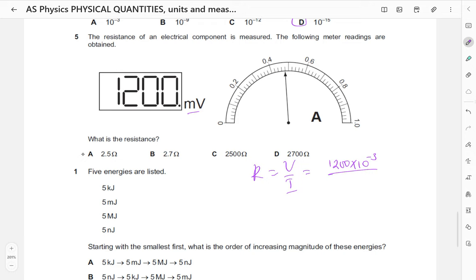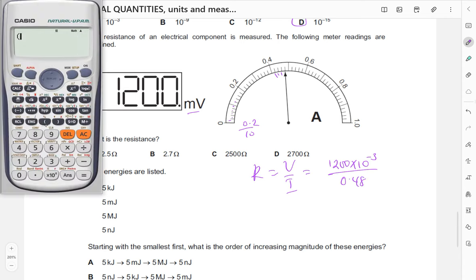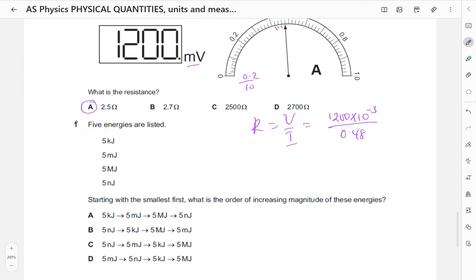0.41424344. Is it? No. The scale here is 0.02, because we divide 0.2 by 10 divisions. There are 10 divisions here. So that is 0.02. So this is going to be 0.42444648. So this is 0.48 amperes. So I have 1200 exponent negative 3 divided by 0.48. So that is giving me 2.5. So the answer here is going to be 2.5 ohms.